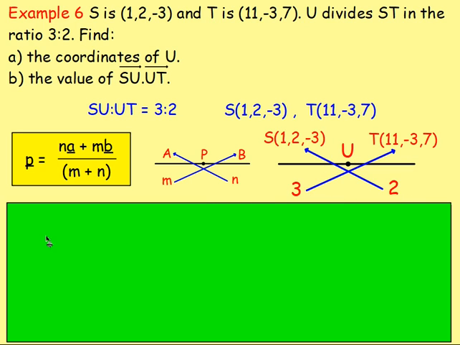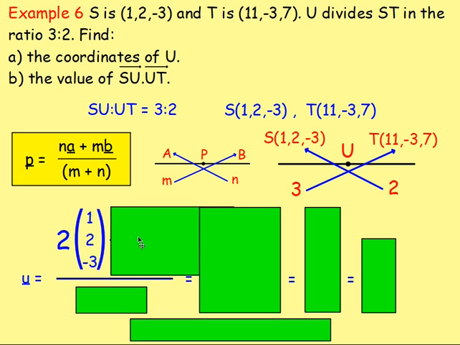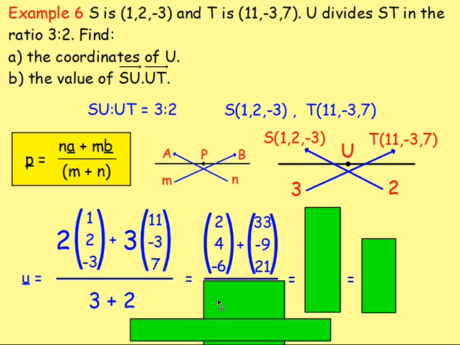So we've got U. If you work that out then, the vector U, the components to work that out, you're going to be doing 2 times S. So it's going to be 2 times vector S, which is (1, 2, -3). You're going to be adding on 3 times the components of T, so 3 times (11, -3, 7), and you're going to be dividing that by m plus n, so 3 plus 2. Working that out then, you're going to have 2 times this vector, 3 times this vector, which will give you these vectors here, and we're going to be dividing that by 5.